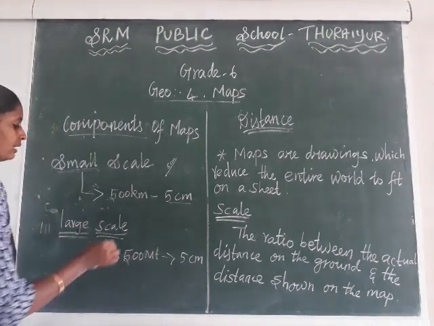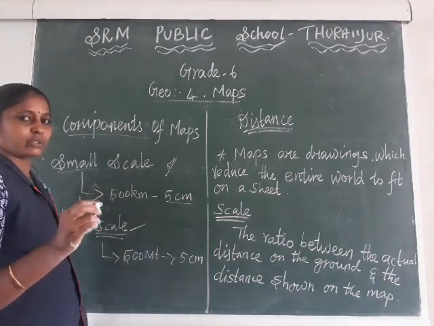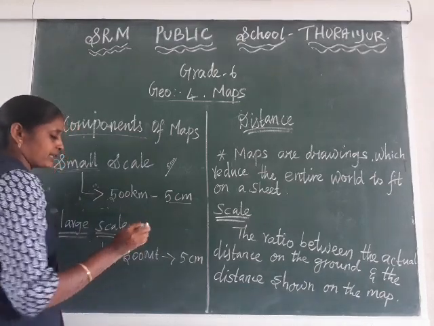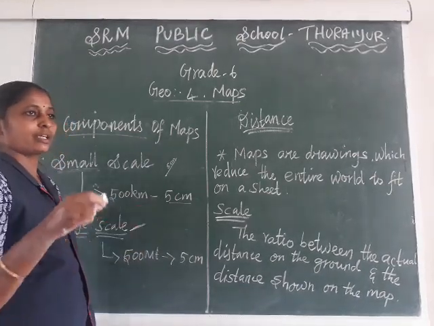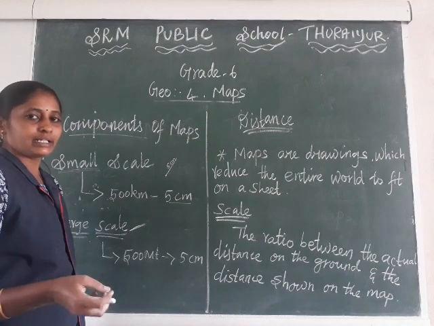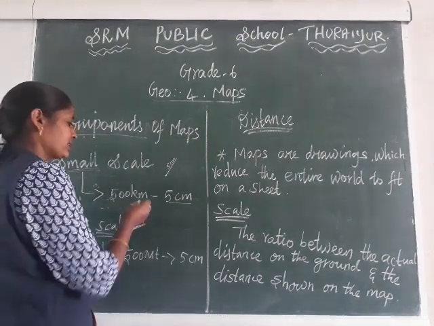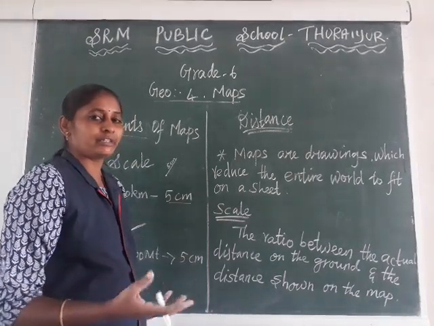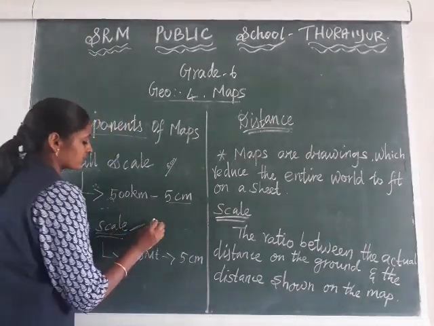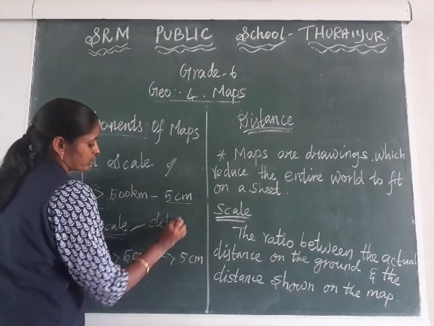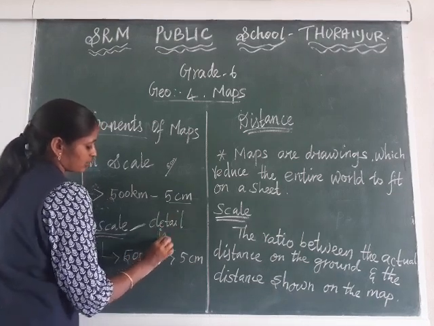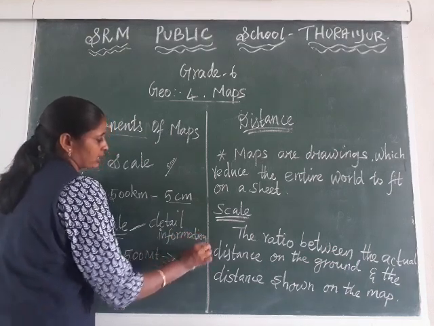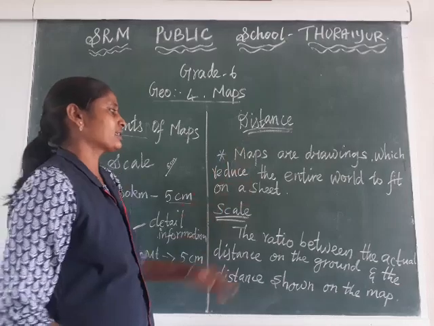So in a large scale map we have all the details. The places and the things they mention in a large scale map are explained in a very clear, elaborate manner. But in a small scale map we are not able to get detailed information. So in a large scale map we have detailed information, but in a small scale map we don't have much detailed information.